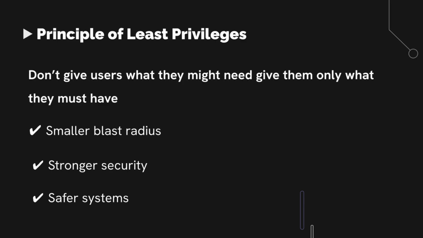At its core, the principle of least privilege is not about restricting productivity, it's about containing failure. Because in real systems, the question is never, will something go wrong? It's about how far will it spread when it does.